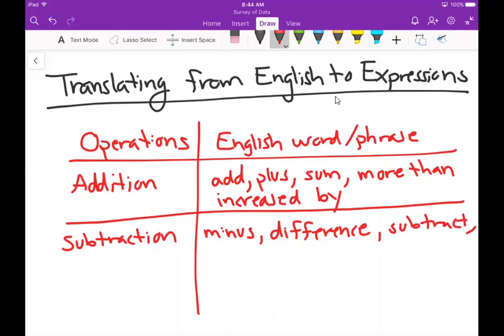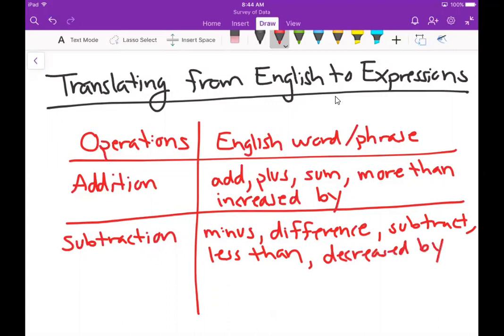Just like with addition, if I take 3 more than something, that means I need to add 3 to it. If I take 3 less than something, that means I need to subtract 3 away. So less than is a common phrase that means subtraction, and decreased by.